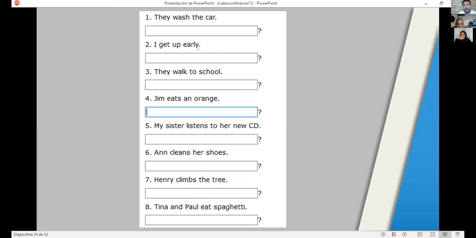Acuérdense que prácticamente en todas esas, si se fijan, lo que está al final es el WH que van a ocupar. Por ejemplo, aquí en get up early, ¿cuál ocuparon? When, porque se refiere a tiempo. School. Where. Shoes, ¿qué son? También sería what. The tree sería what también. Y espagueti sería what también porque es algo nada más. No puede ser which porque generalmente which es que deciden entre dos elecciones, que tiene que elegir algo.